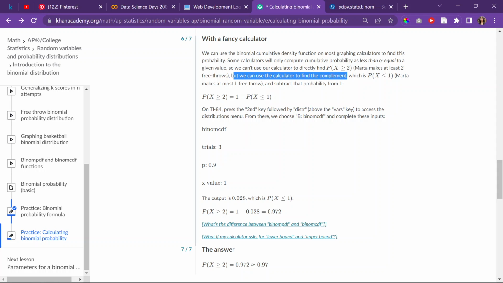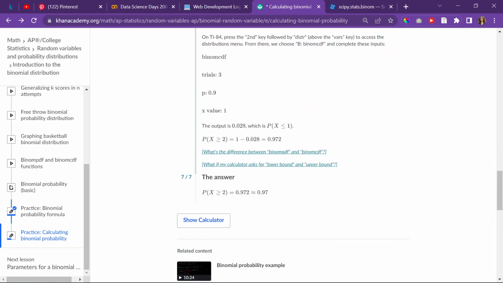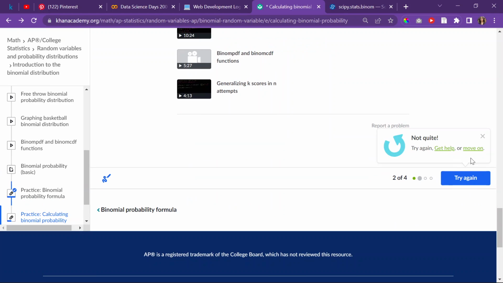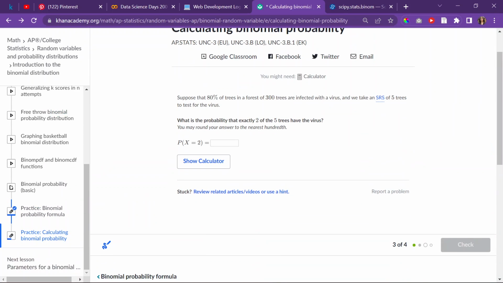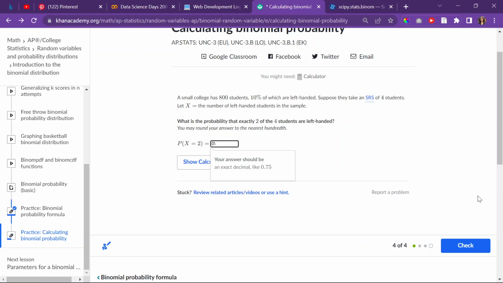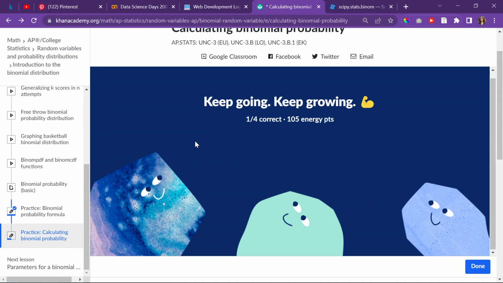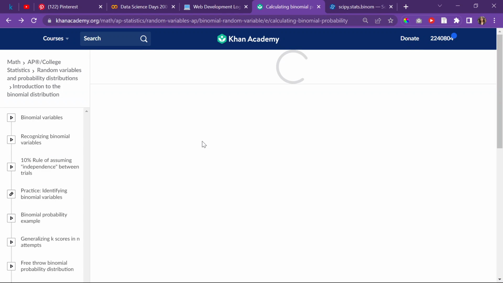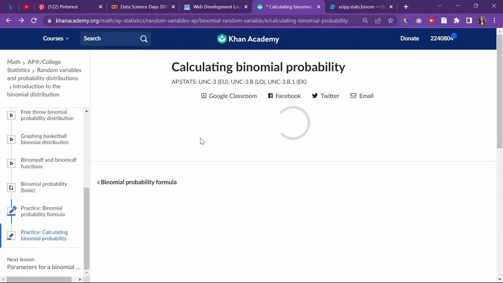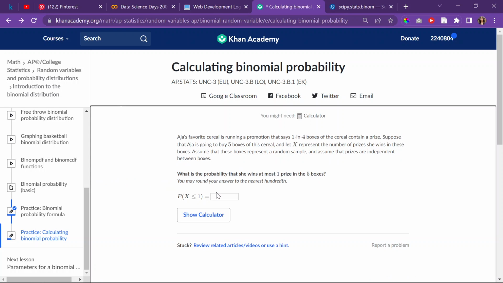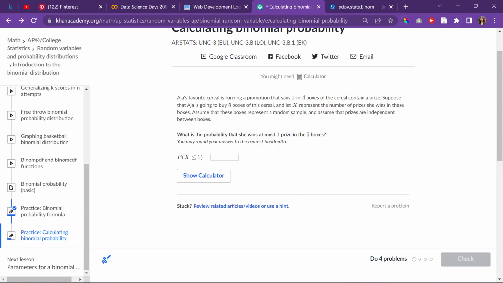Makes at least 2, but we can use the calculator to find the complement, which is P of x is 1 free throw, and subtract the probability from 1. Alright, but let's try... No, move on. Thank you. I want one exactly like we just did. Move on. Can we try again? I want more problems. This one's less than. I want greater than.